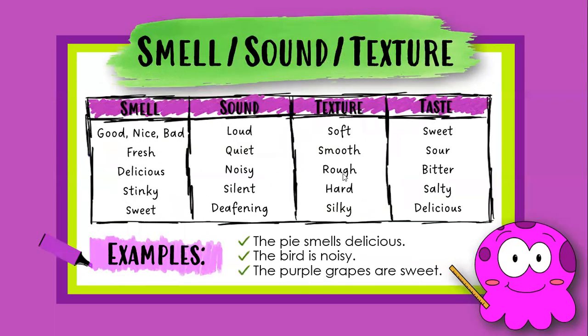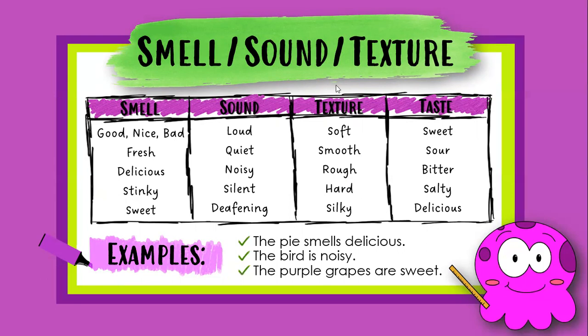Smell, sound, and texture. These are also areas where we can use adjectives, as well as taste. So we have smell, sound, texture, and taste. Some words that we can use to describe smell can be good, nice, bad, fresh, delicious, stinky, sweet. Some words we can use to describe sound can be loud, quiet, noisy, silent, deafening.